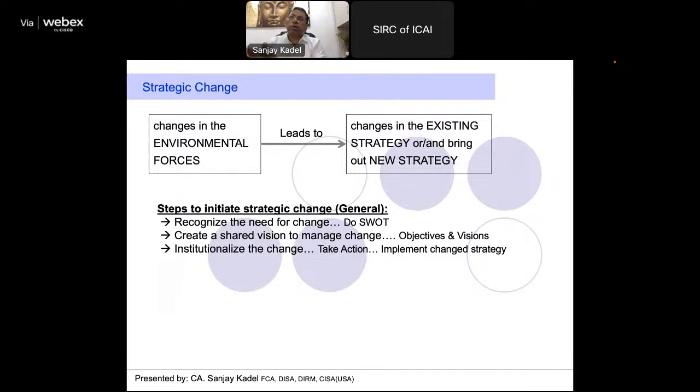That is, you implement the change forever. That is, at least for a reasonable period of time. This is a general approach for initiating strategic change.